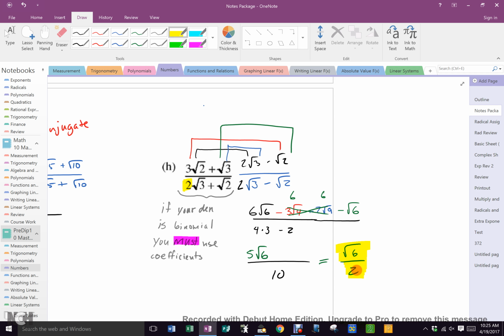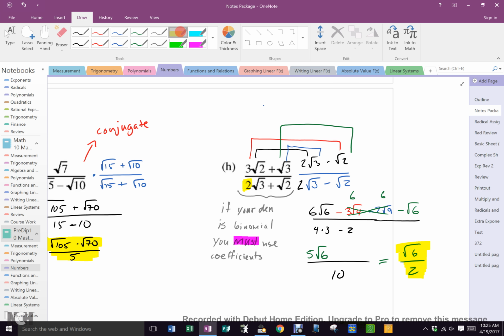What did we learn today? Division, if it divides, is easy. If it doesn't divide, it's a pain. We got to get rid of the denominator by rationalizing. If it's a single root, we just multiply by the root. If it's bigger than a single root, we got to multiply by everything with one reminder. It's the conjugate. And what is the conjugate?